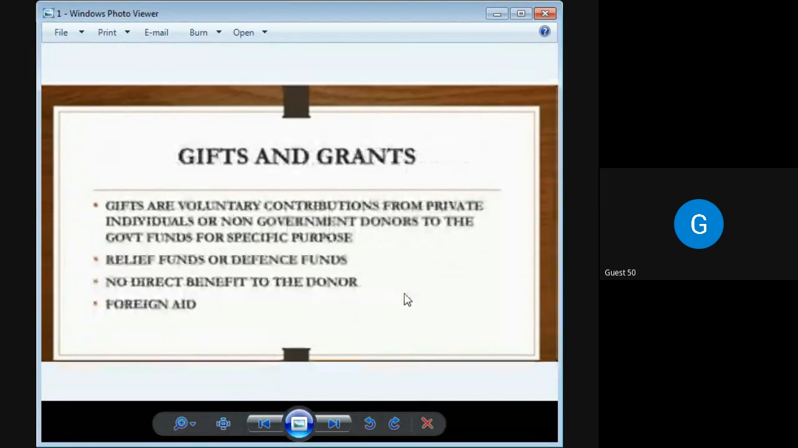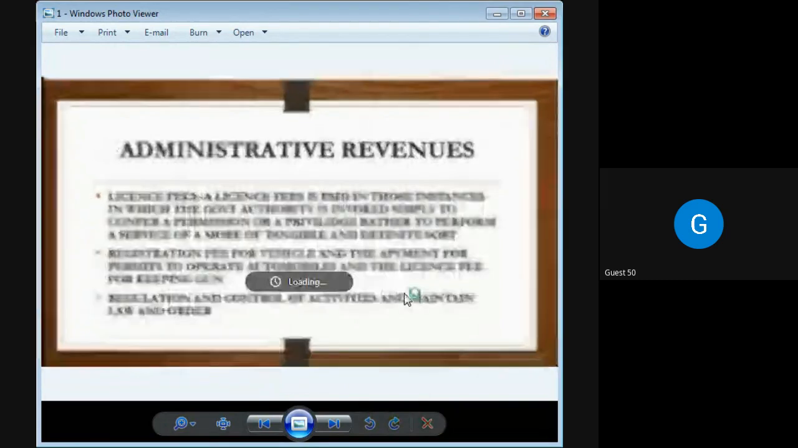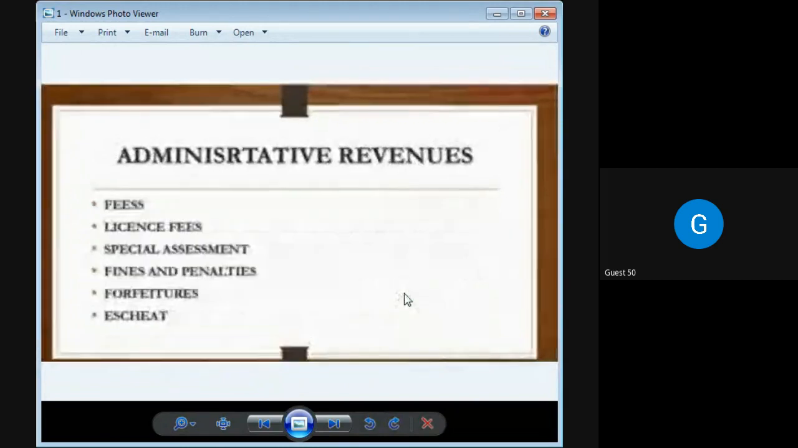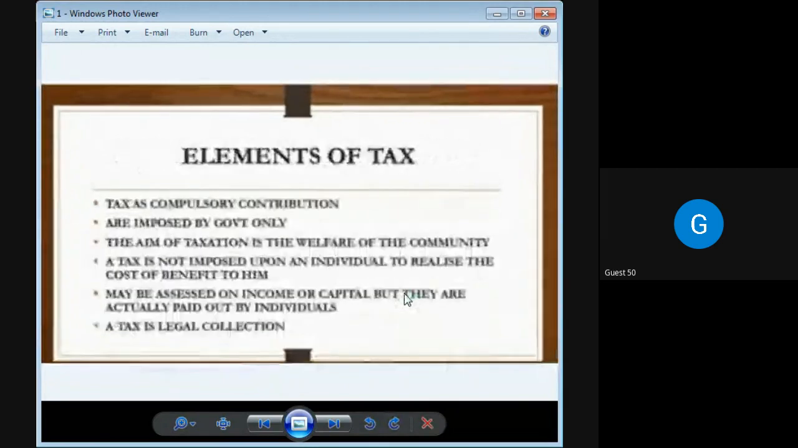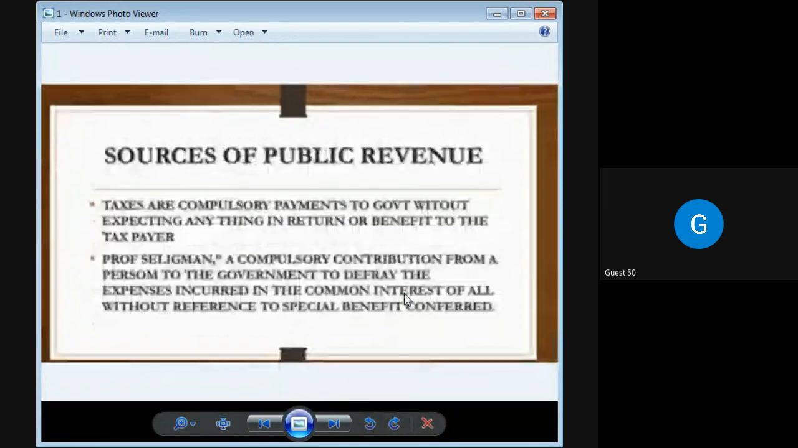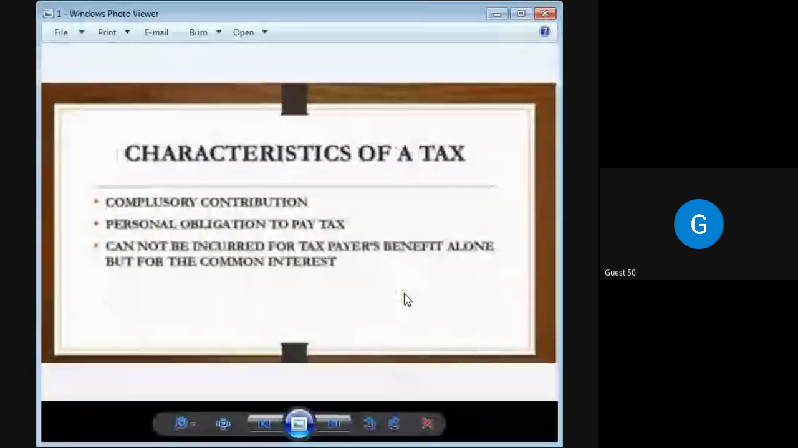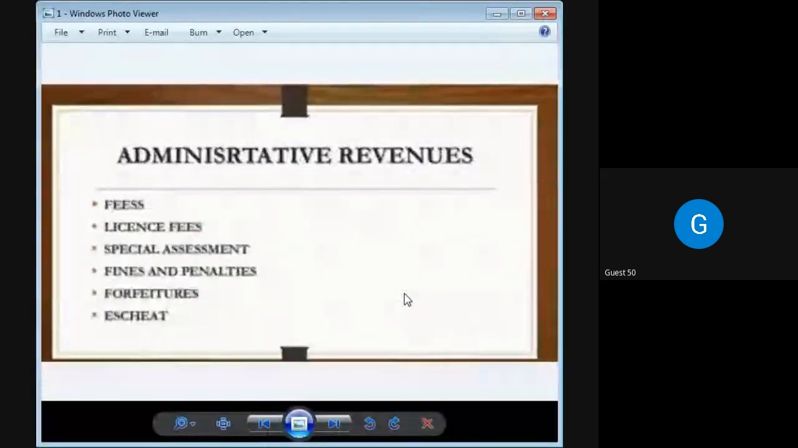Okay, so these are the different types of revenue. So we can say that the sources of public revenue are: first, and compulsory, taxes. Okay, and then administrative revenues, and these are the sub-sources of administrative revenues. Or in other words, we can say through these platforms, or through these options, the revenues are earned by the administrators.